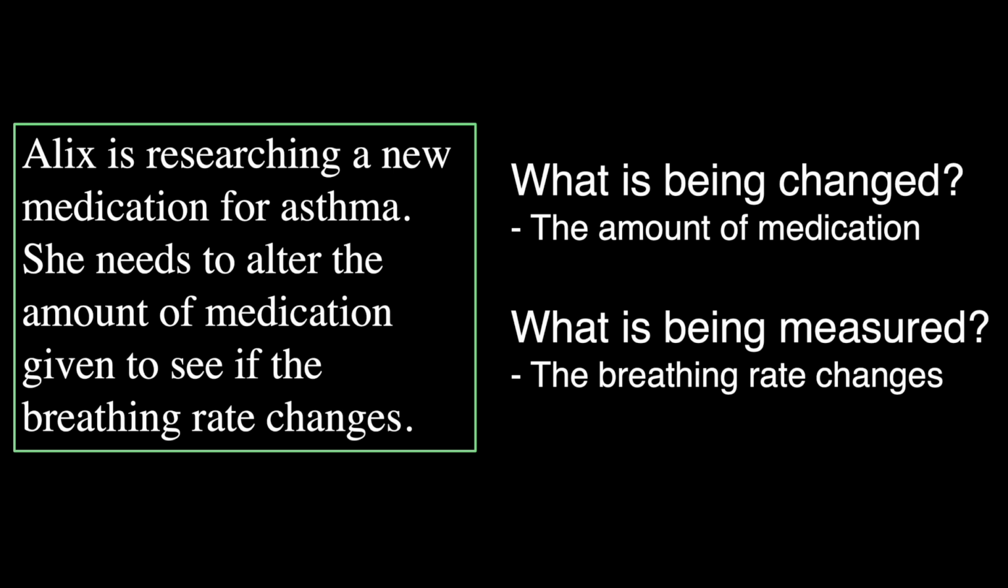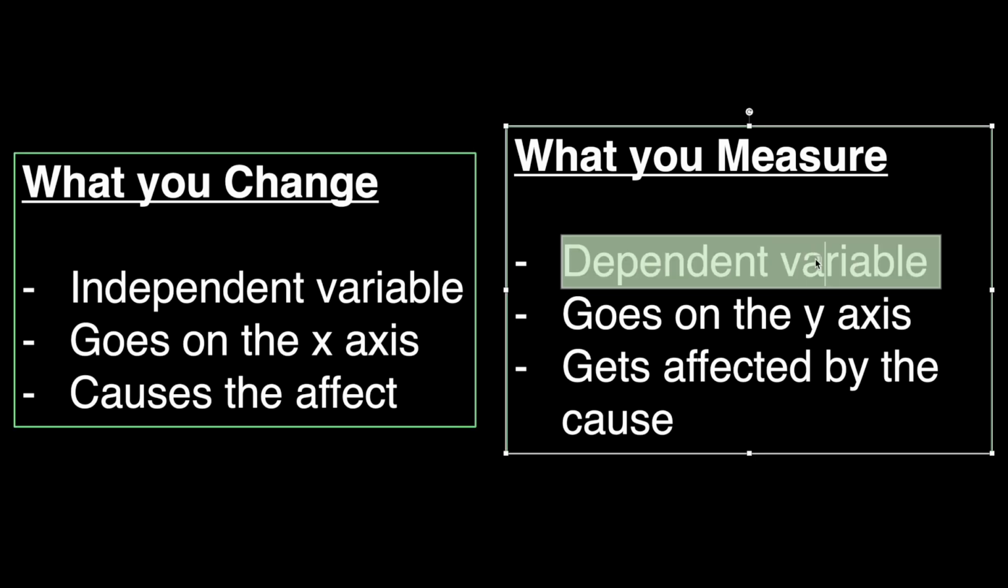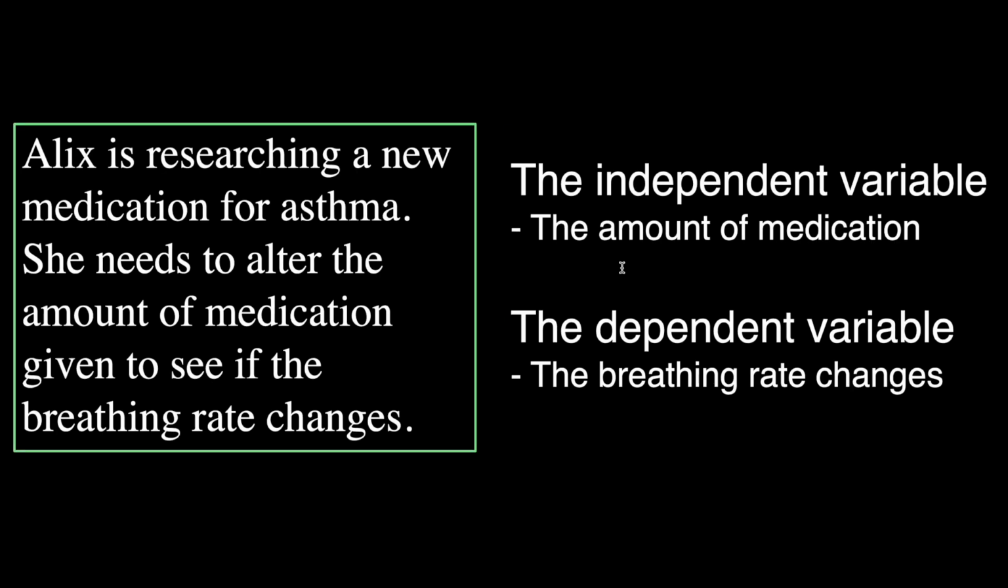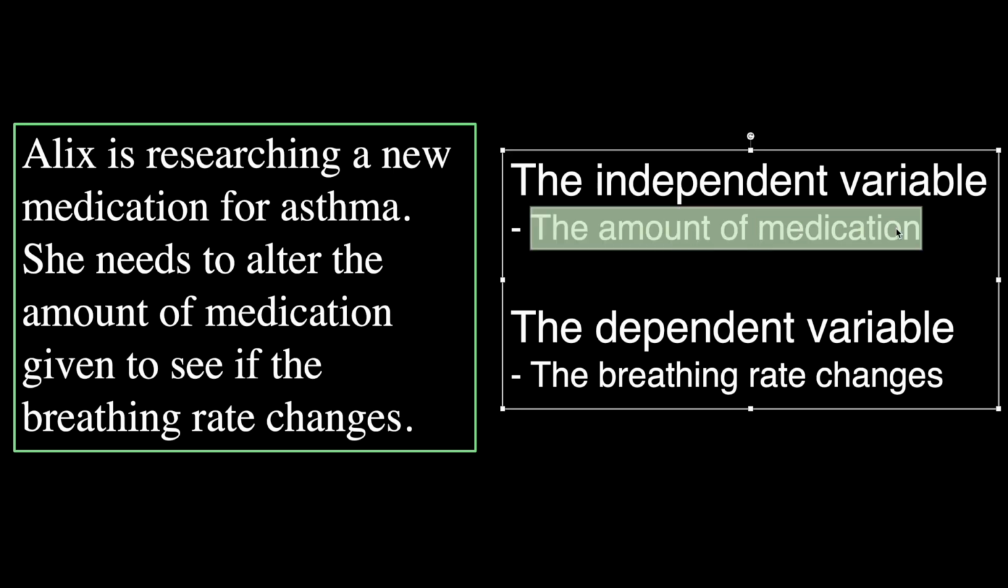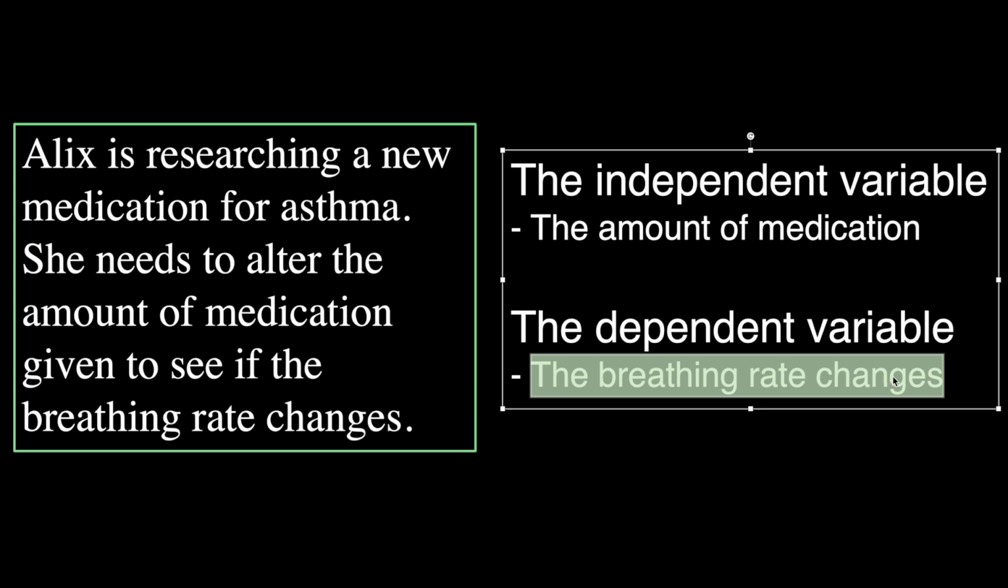What is being changed, that is our independent variable. What is being measured, that is our dependent variable. So our independent variable is the amount of medication. The dependent variable is the breathing rate changes.